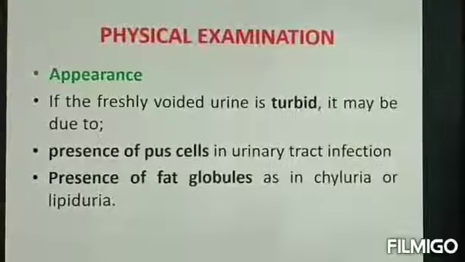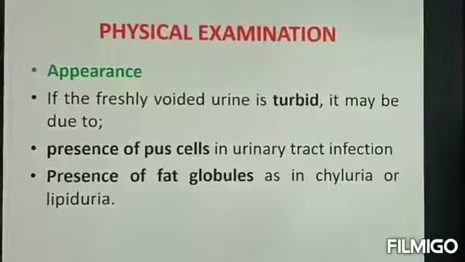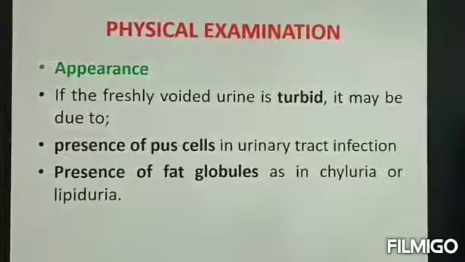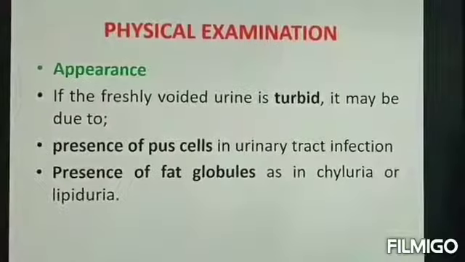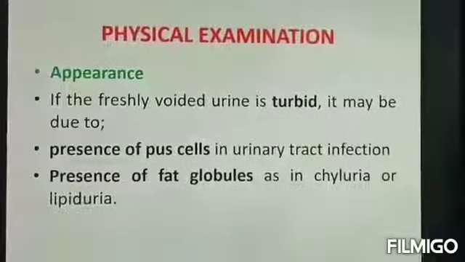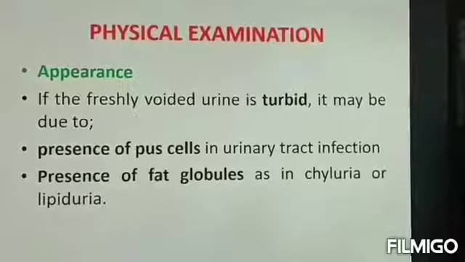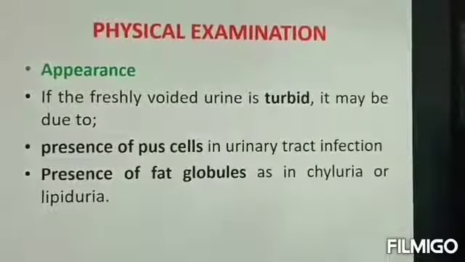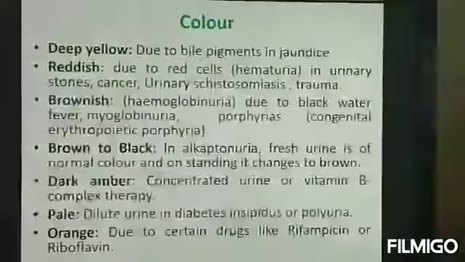Now we are going to start with the individual parameters of physical examination. First indicator is appearance. Normally a fresh sample of urine is clear, colorless, without any turbidity. If the patient sample is turbid, then it may be due to the presence of pus cells and fat globules. Pus cells are present in urinary tract infections and fat globules are present in chyluria and lipiduria.